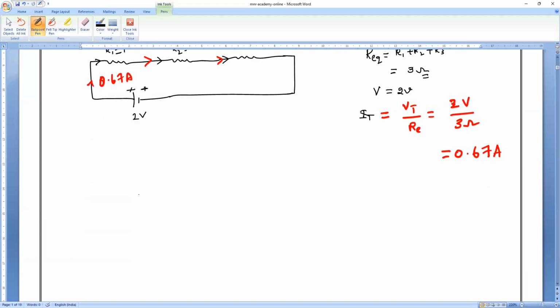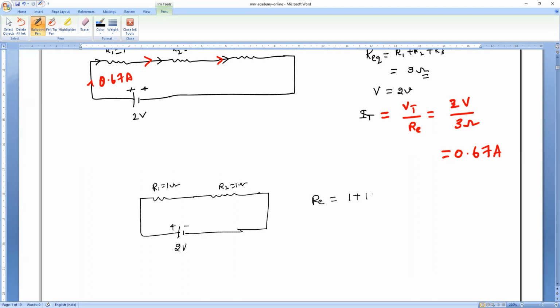Now, I connected only two bulbs. R1 is equal to 1 ohm, R2 is equal to 1 ohm, across the same potential difference. Now you observe very carefully. The supplied voltage is 2 volts only. Now the R effective is equal to 1 plus 1, which is equal to 2 ohms, and the supplied voltage is also 2 volts.